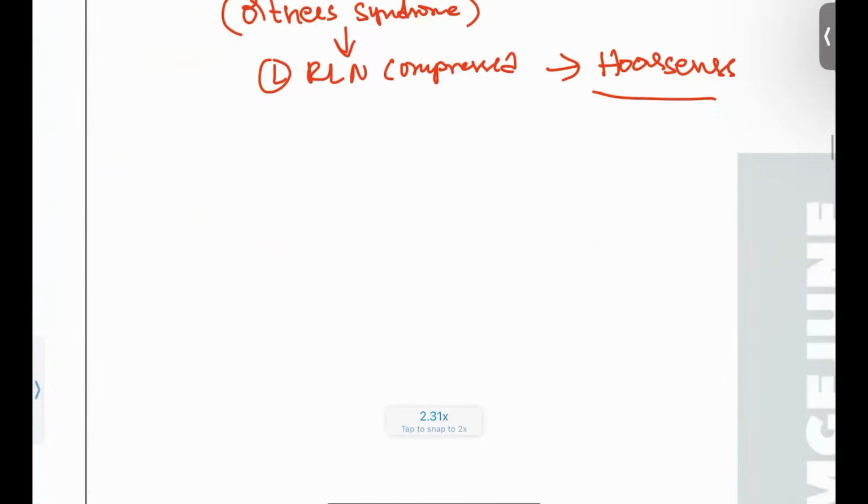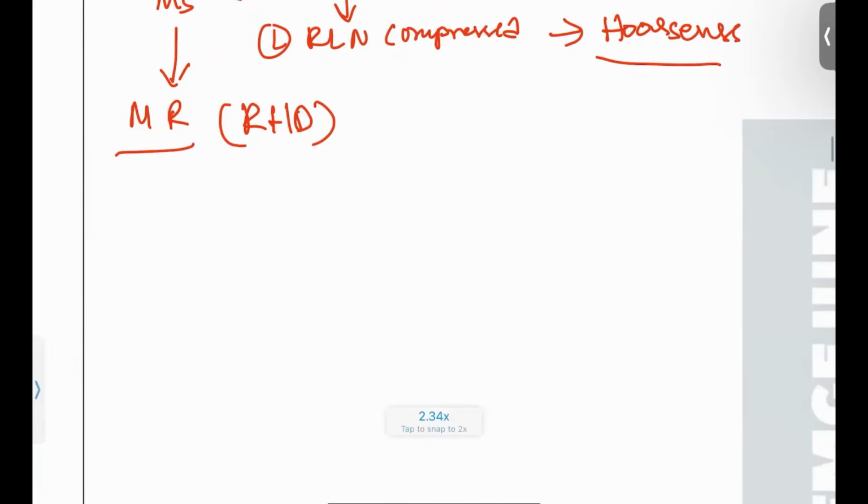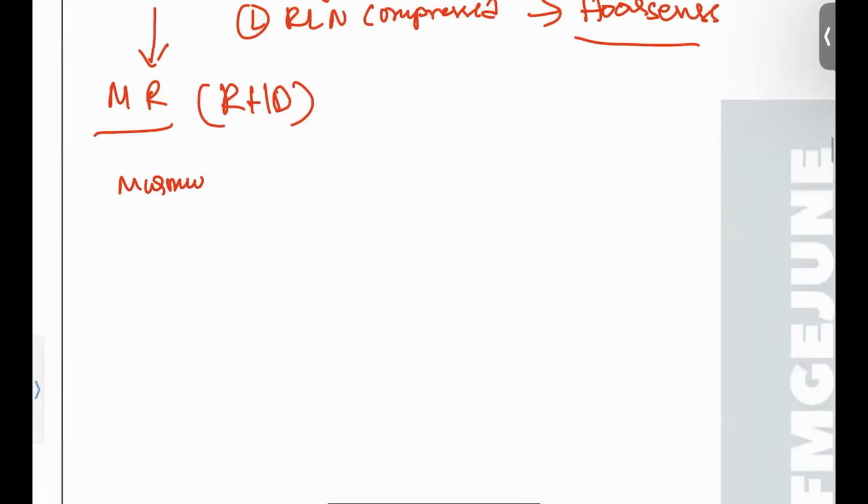Next, moving on to mitral regurgitation. What is mitral regurgitation? The valve is closed, but still there is a chance that the blood is coming back. That is mitral regurgitation. Again, the cause will be rheumatic heart disease only. If mitral stenosis progresses, that will lead to mitral regurgitation. These patients also present with dyspnea and palpitation. What is the murmur? The classic murmur for mitral regurgitation is a pansystolic murmur.